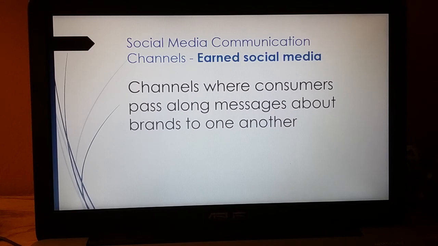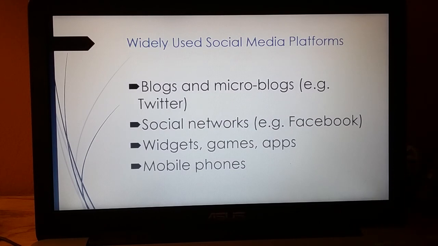Okay, and then earned social media are channels where consumers pass along messages about brands to one another. Again, it could also be in a blog. Let's look at those: blogs or microblogs, social networks, widgets, games, apps, mobile phones, that kind of thing. You could consider a microblogging platform to be Twitter.